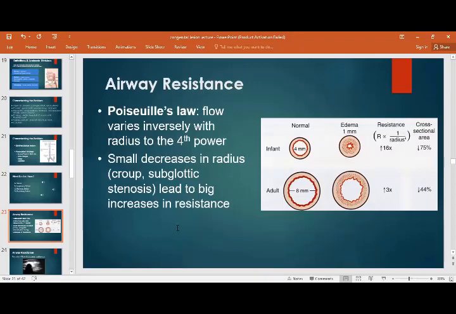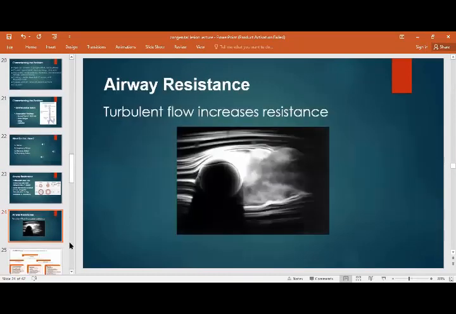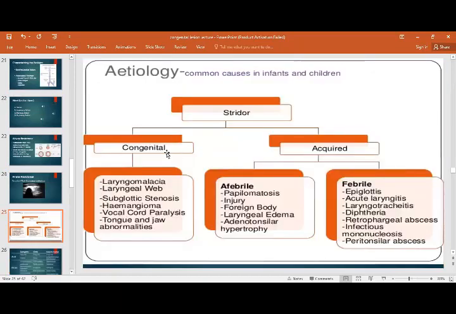Lead to big increase in resistance. The patient would need a lot of effort for respiration. So airway resistance: turbulent flow increases resistance whenever there is stridor physiology. Either you need to again differentiate whether it is congenital or acquired. Congenital, we have gone through all these conditions. And what about the acquired?